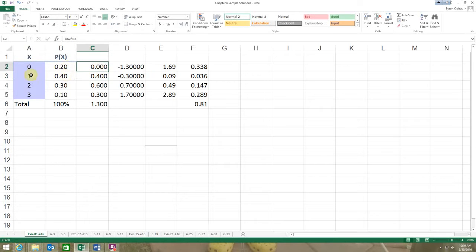Hit enter, and then that formula is going to stay consistent all the way down, and so I can do that. Okay, and then to find the mean, I simply have to sum that. And there we go. The mean is 1.3, and that means that when we apply these probabilities, the 20, 40, 30, 10, to these numbers, the mean of these numbers based on those probabilities comes out to be 1.3.